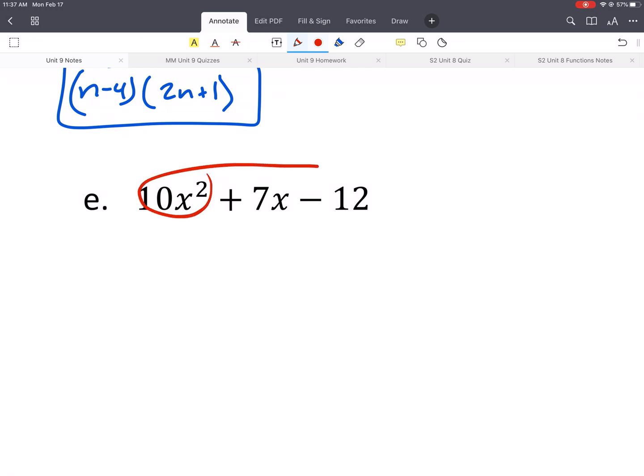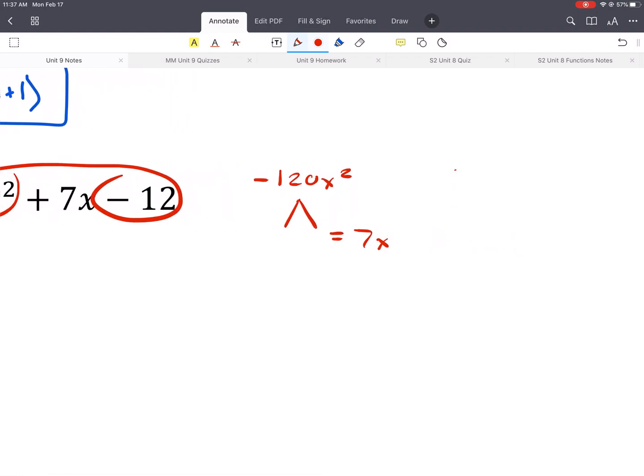All right, so we'll do glasses. 10 times negative 12 gives you negative 120x squared, and we need factors that add up to give us 7x. Here, definitely when we have bigger numbers, we should do factor pairs. So for 120, we could do 1 and 120. Then we could divide 120 by 2, and that would give us 60. And then we could try 120 divided by 3. That gives us 40. And we just keep on going.